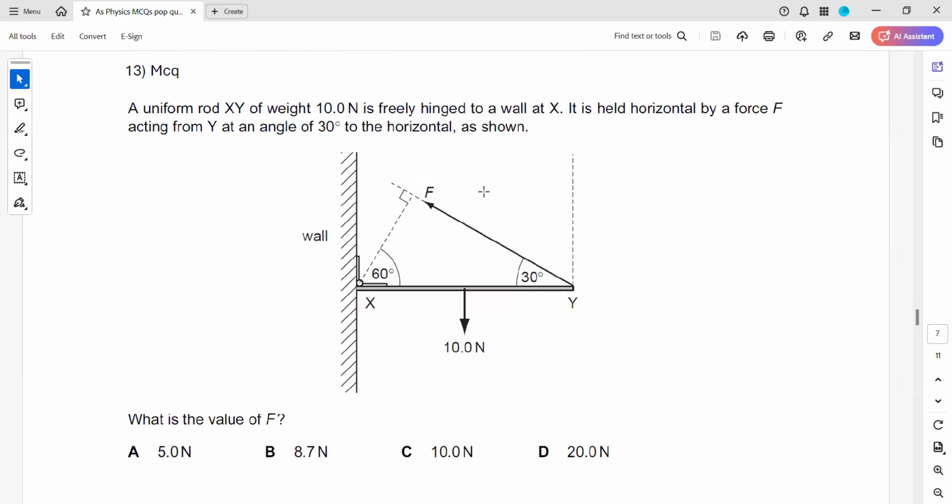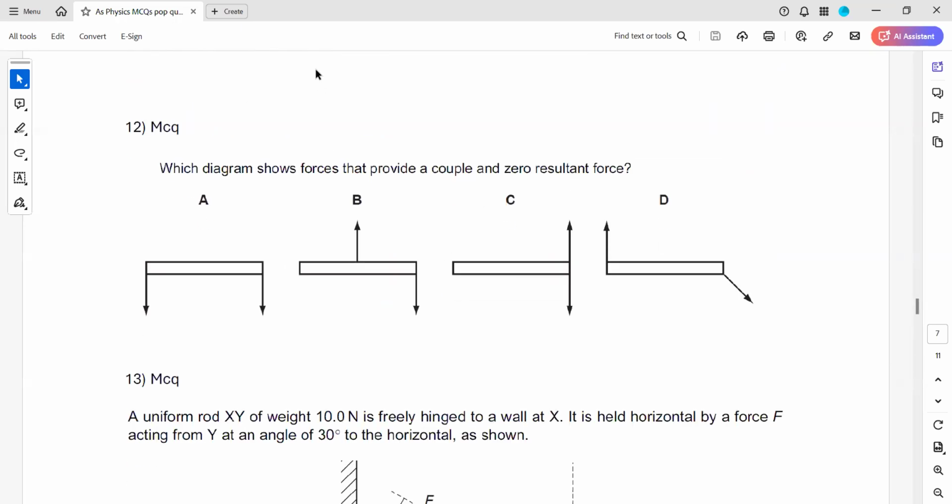Question 12. Which diagram shows the forces that provide a couple? What is the meaning of the term couple? It means two forces acting in opposite directions and causing a turning effect in the same direction. That is the meaning of a couple. Two forces acting in opposite directions, but causing a turning effect in the same direction.